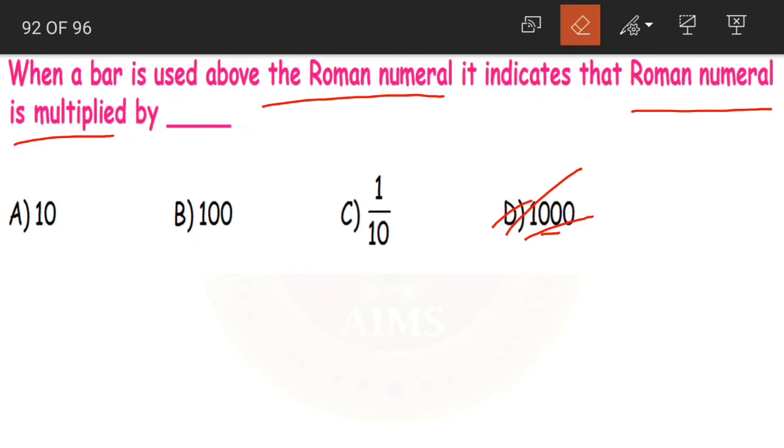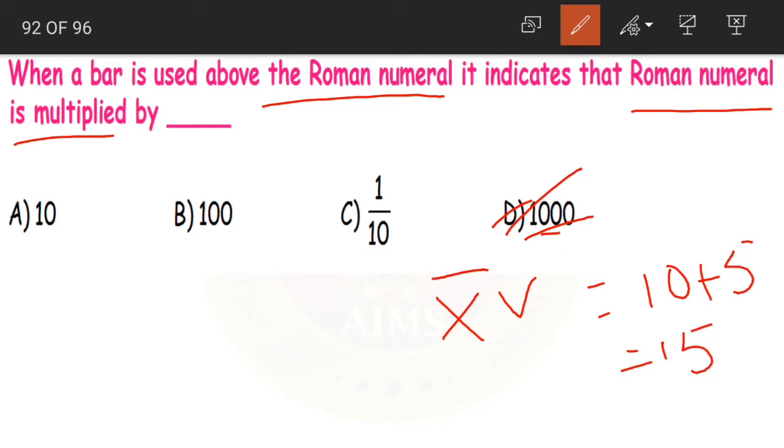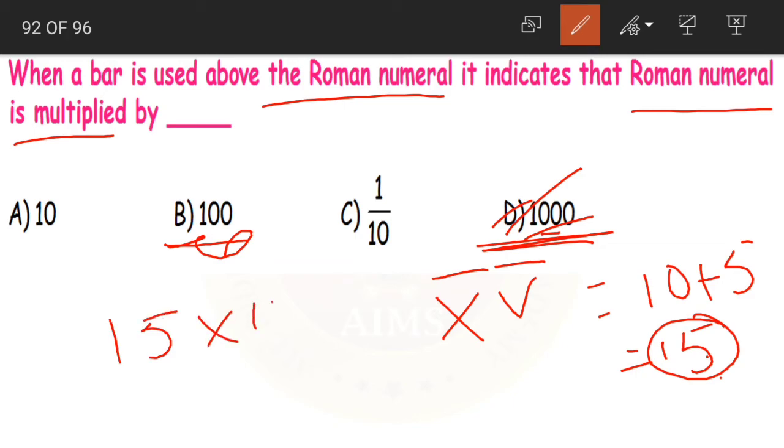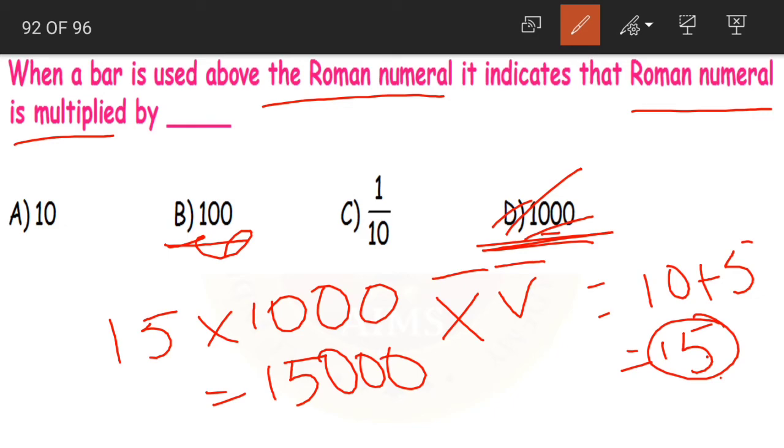Let me take a small number and explain. Suppose XV, what does XV stand for? 10 plus 5, that is equal to 15. Yes, now when I place a bar over both X and V here, the total value of XV, that is 15, gets multiplied by, not 100, 1000. 15 into 1000 is equal to 15,000. Clear children? So that is the use of bar.